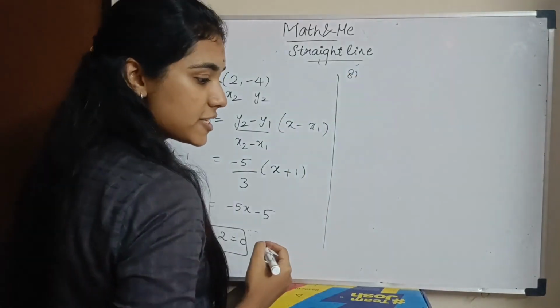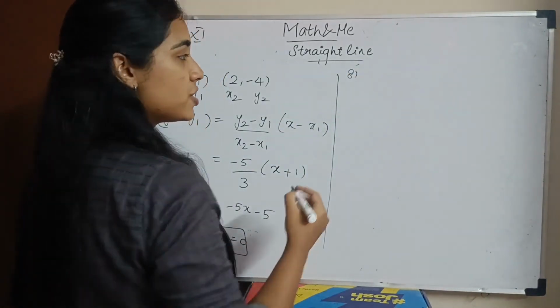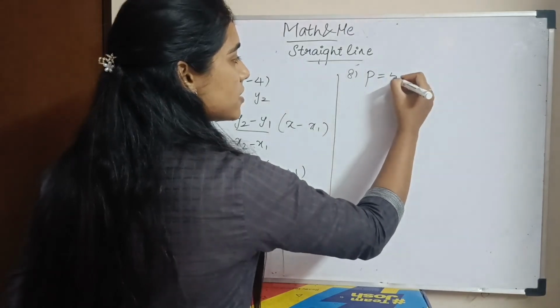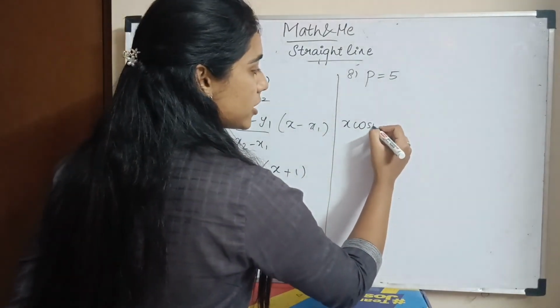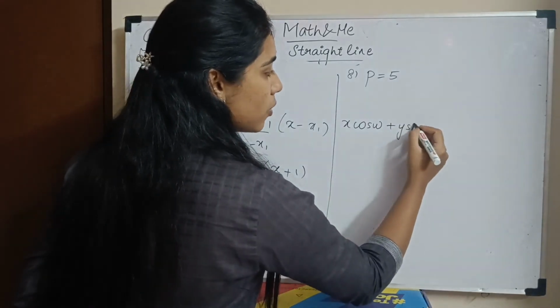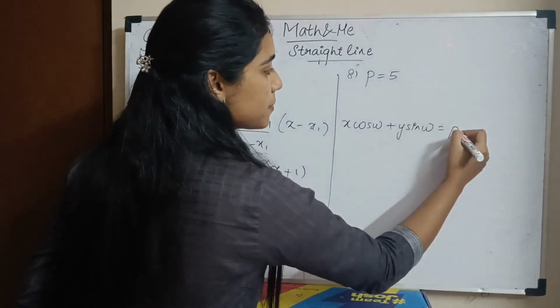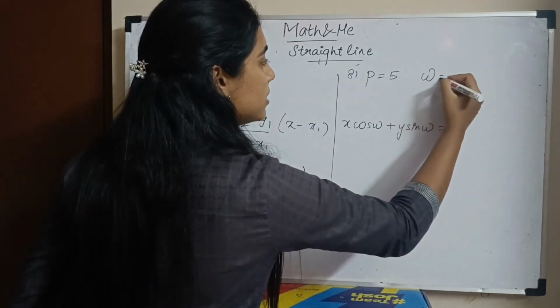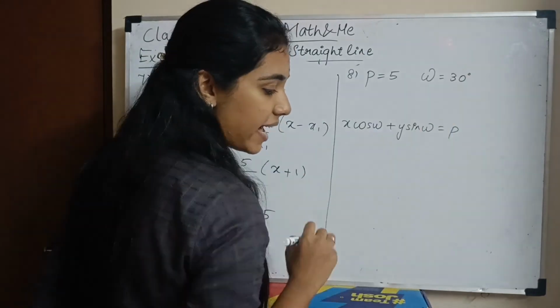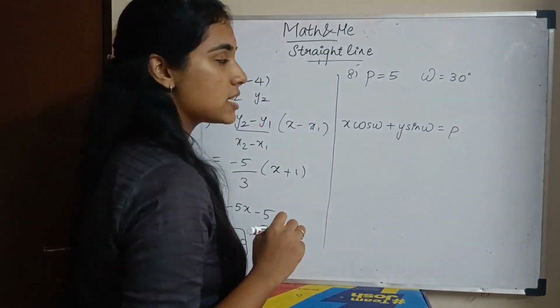The 8th question is perpendicular distance from the origin is 5 units. So this is the normal form. You remember what is the equation? X cos omega plus y sin omega equals p. And what is it given? Omega is 30 degree. The angle made with the positive x-axis is 30 degree.